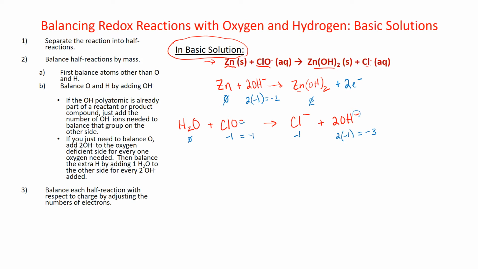It's really the total charge that you're comparing. And you're always going to add the electrons to the more positive side. So I realize that both of my total charges here are negative, but -1 is more positive than -3. So that's the side that we're going to add more electrons to. And to bring -1 down to -3, we need to add 2 more negative charges. So that's 2 electrons.